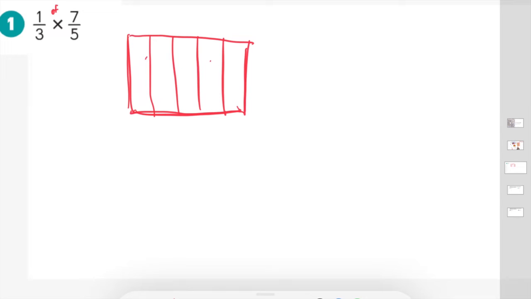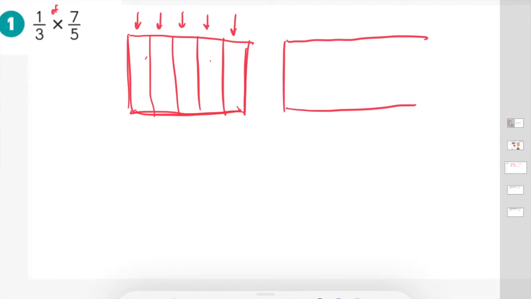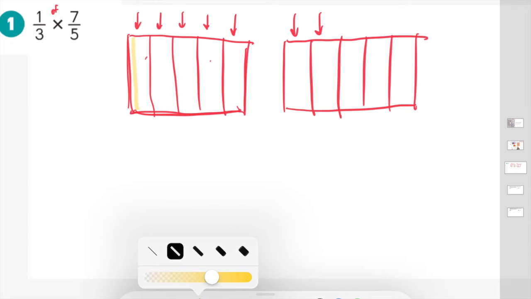Okay, so we have 5 equal parts. There's 1/5, 2/5, 3/5, 4/5, 5/5. And we know this is a fraction greater than 1, or an improper fraction. So we need to have 2 wholes, and we'll need to use 6/5, 7/5. So those will represent the 7/5. So here's 1/5, 2/5, 3/5, 4/5, 5/5, 6/5, and 7/5.